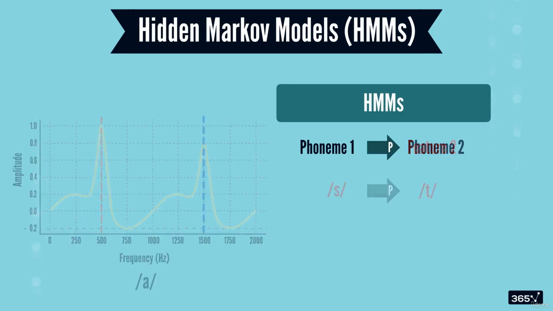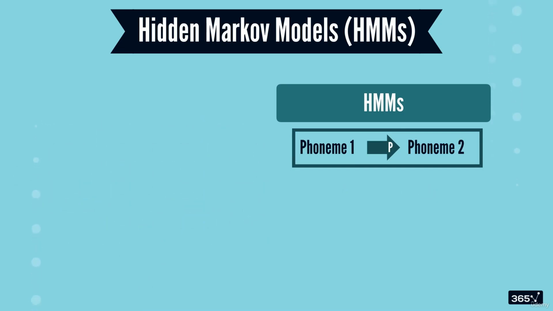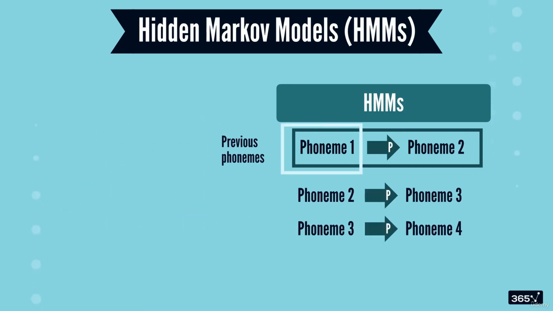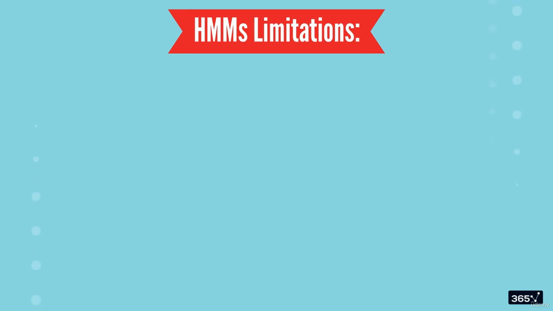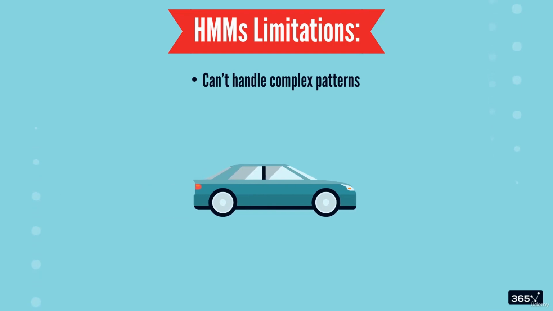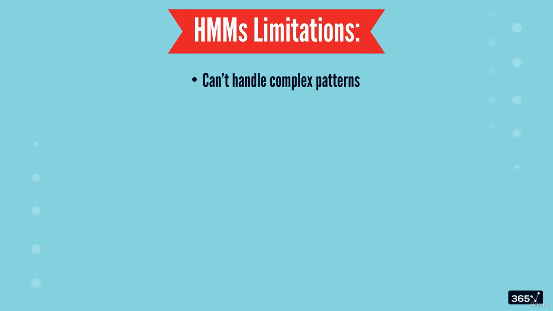Okay, HMMs predict the next phoneme only based on the current one, not by considering the previous sequence. This approach suits acoustic modeling because speech occurs in a sequence, one sound after another. But HMMs have limitations. They cannot handle complex speech patterns like when speech speeds up, slows down, or varies in other ways, because they assume each phoneme depends only on the previous one, not the entire context.